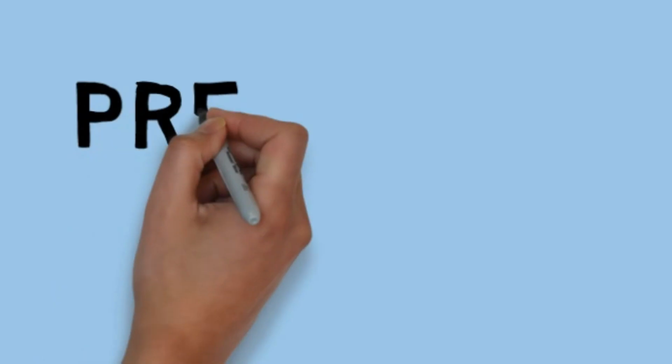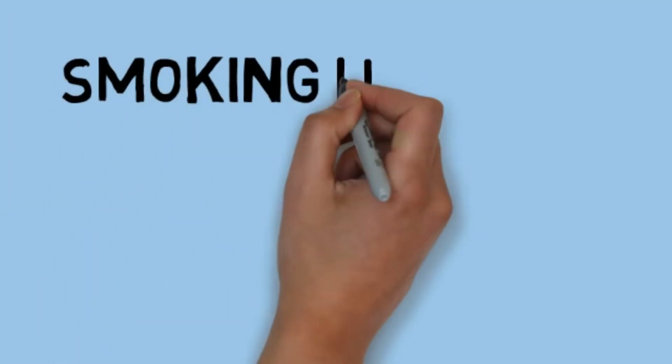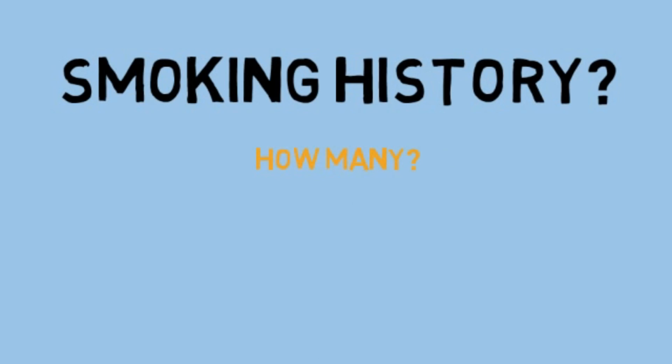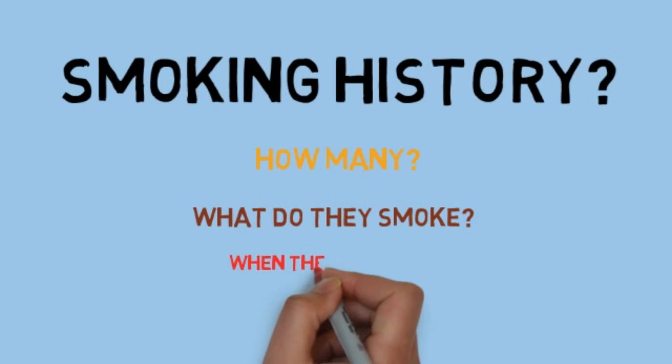Could they be pregnant? It's important to also incorporate this into the medical history, but it usually is under the setting of social history, but it's actually good to include this. Smoking history is important to ask. How many do they smoke? What do they smoke? And when did they start?